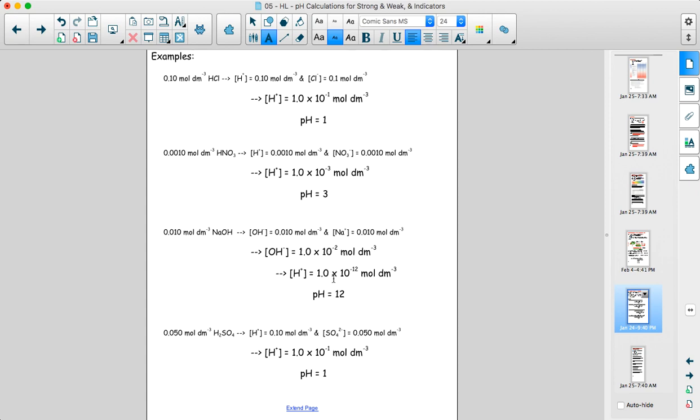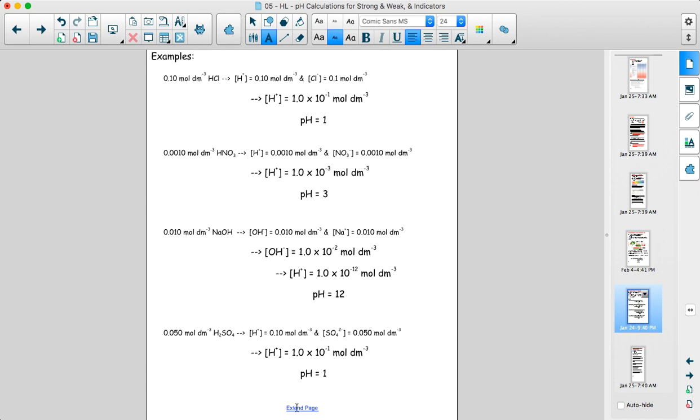Now this, I set it up slightly different. You could first get pOH. The pOH would be 2. That would lead you to a pH of 12. You can also immediately figure out the H plus concentration, because the OH minus and the H plus concentration always have to multiply together to 10 to the minus 14. So if you know OH minus is 10 to the minus 2, H plus must be 10 to the minus 12. Therefore, pH is 12.